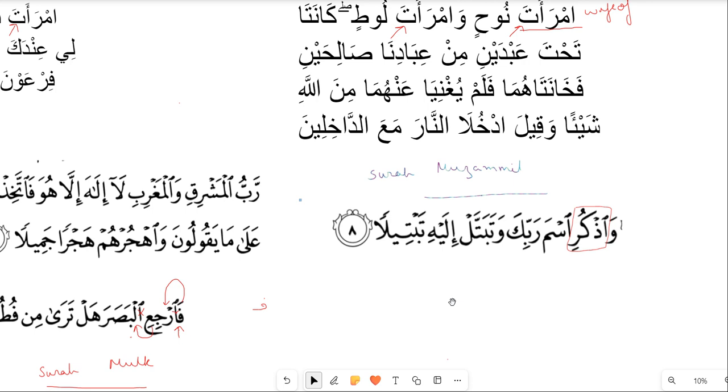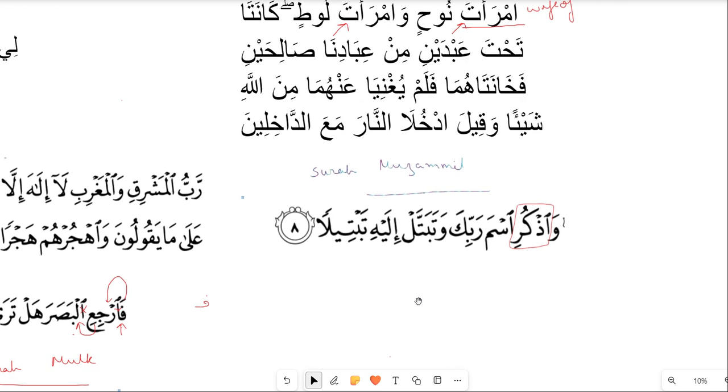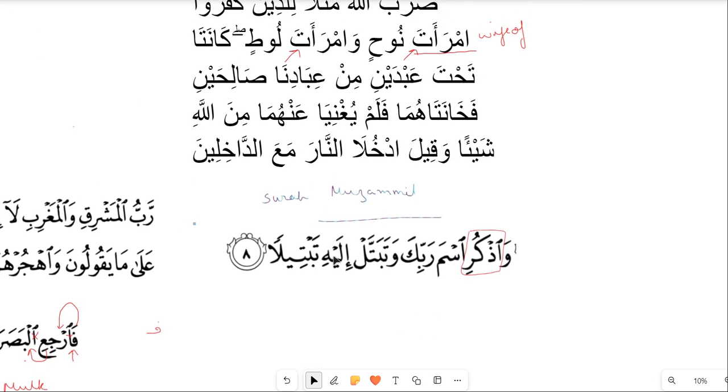The other one here I have given in Surah Muzammil, Wadhkurisma. Now this word is actually with the dhamma. So the hamzatul wasl doesn't have haraka here. So how are you going to do it? First count 1, 2, 3. The third letter is having a dhamma. So the hamzatul wasl starts with dhamma.